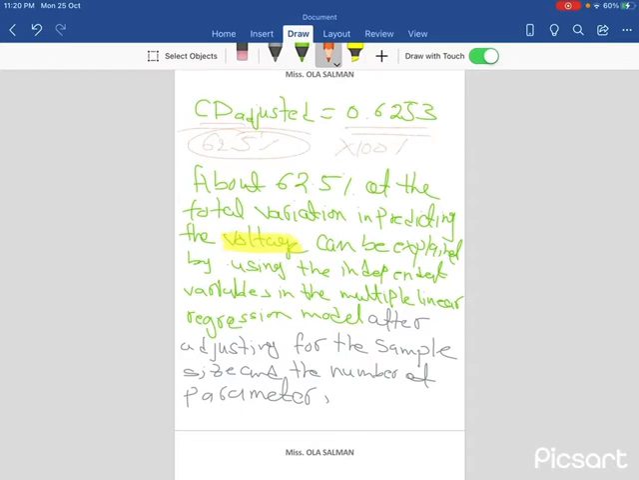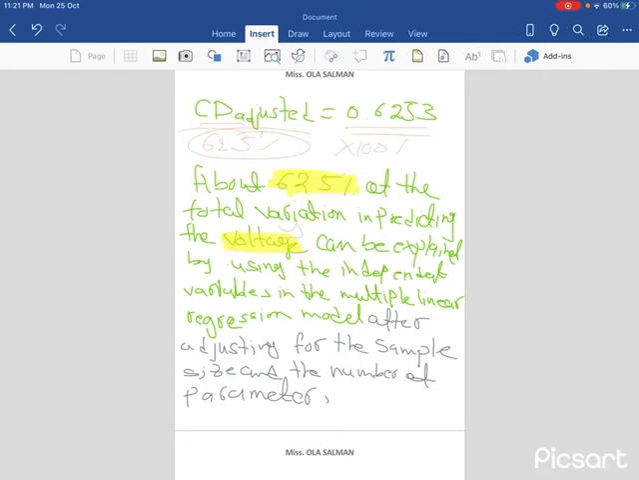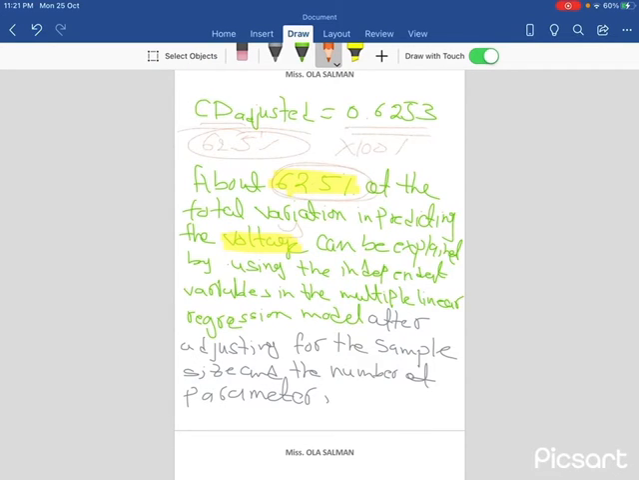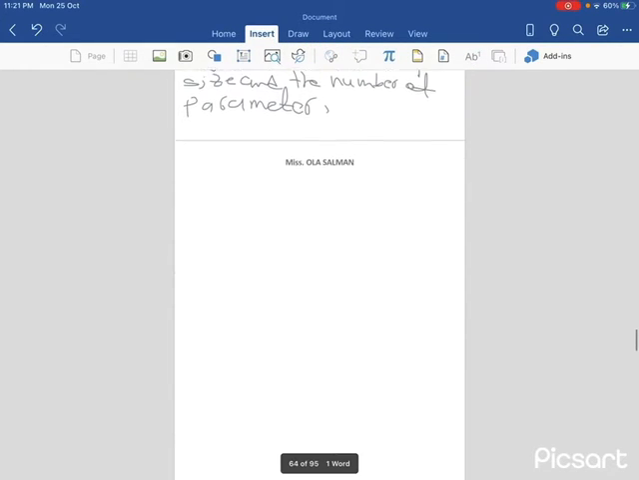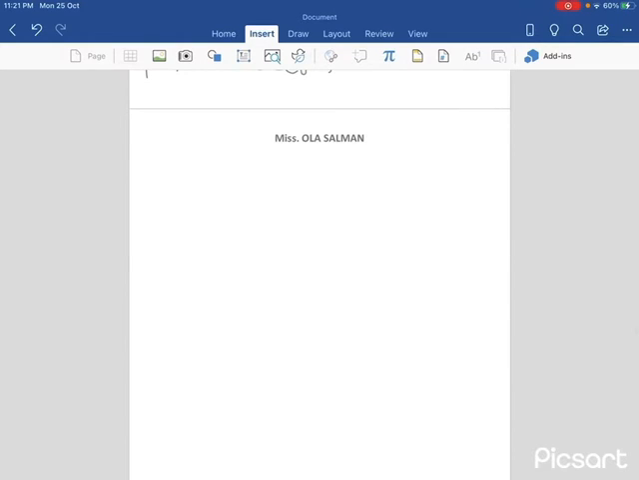This will be Y, okay, can be explained by you. So this one also you calculate it and write it. Can be explained by using the independent variables in the multiple linear regression model after adjusting for the sample size and the number of parameters. This all you will copy it from the sheet. You just change these values and this y, you write it with the example word.